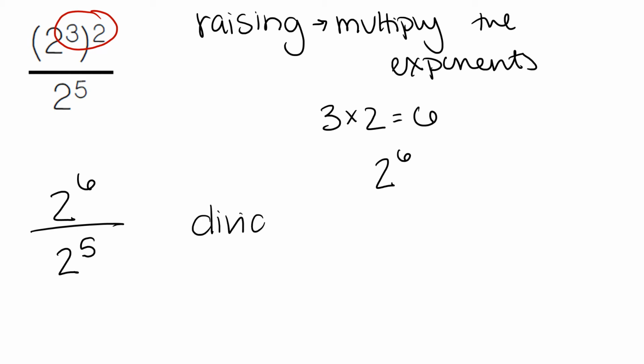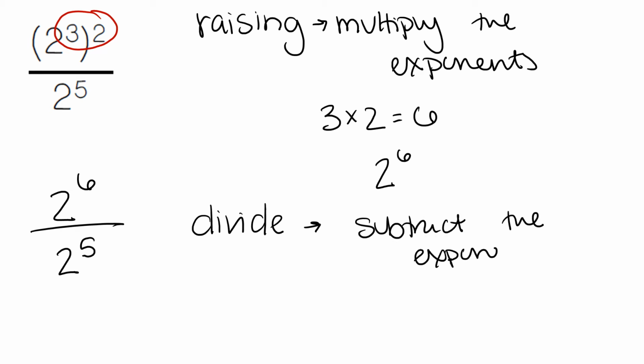We can now treat this as a division problem, and we know that when we divide, we're going to subtract the exponents. So we're going to subtract 6 minus 5, which is going to give us 1. And so we can say our answer is 2 to the 1st power, or you can simply say that the answer is just 2. You do not have to put an exponent of 1 because we know that the answer is going to be the same, 2 to the 1st power or just 2.